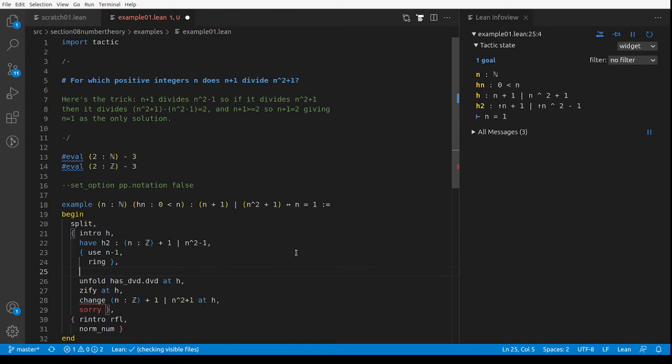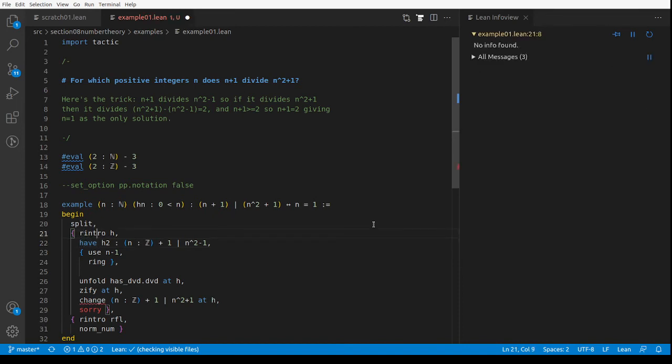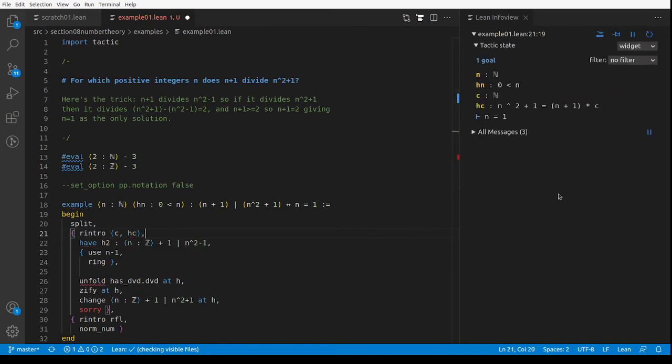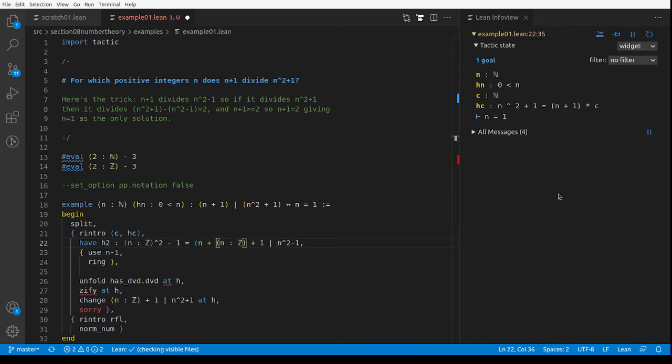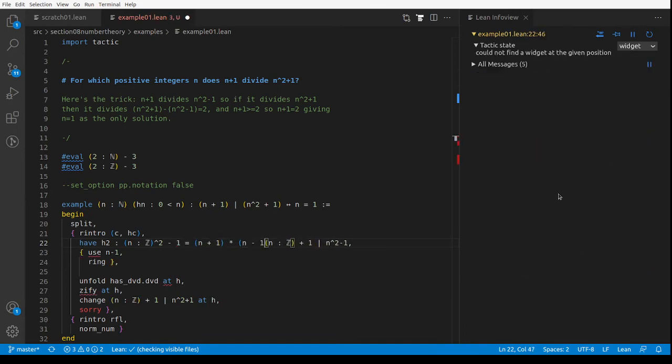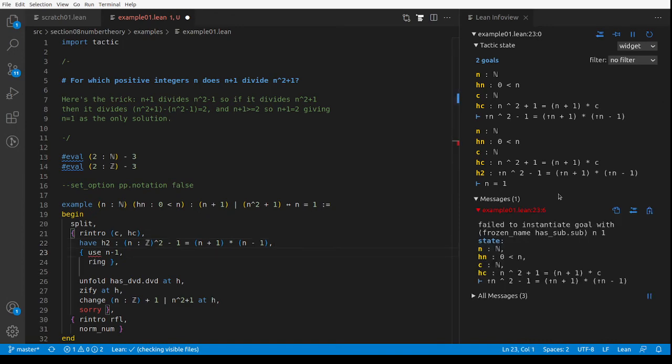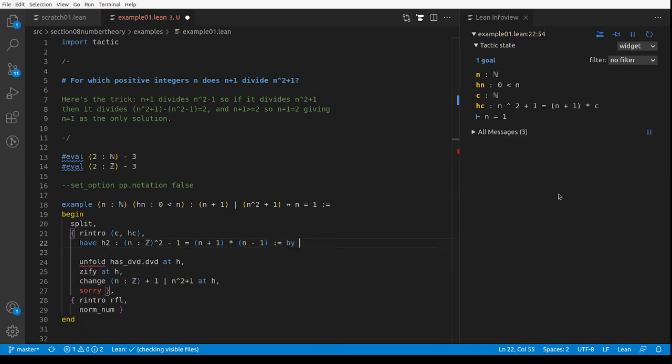I'm going to do cases. I'm going to take h apart, so I can do that here. h is definitionally there exists something. So let's rintro c hc there. Now h is n squared plus 1 is n plus 1 times c. And now let's do have h2. Let's just write what we want: the integer n squared minus 1 equals n plus 1 times n minus 1. And I can just solve that by ring, colon equals by ring.